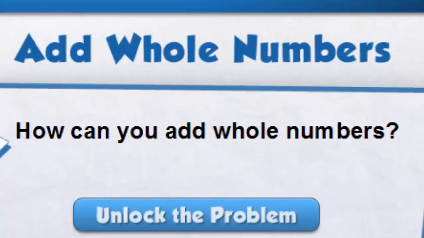Our lesson is add whole numbers. Here's our essential question. How can you add whole numbers? Easy peasy. We've done this already. We're just adding bigger, greater numbers. Let's unlock the problem together.